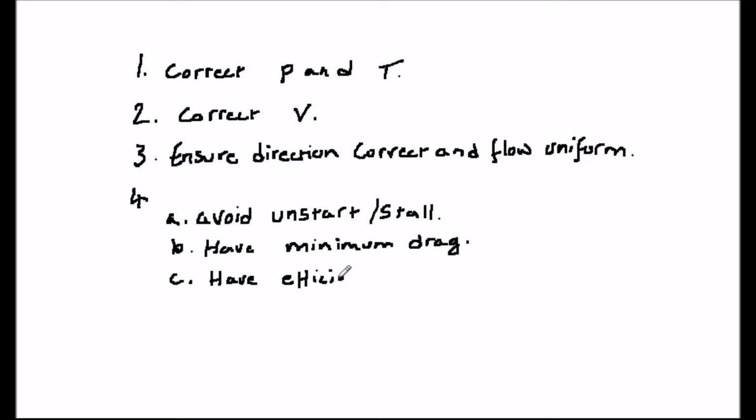Finally, it must perform compression efficiently in other ways. Remember that it's part of a Brayton cycle, and so it needs to perform its function as isentropically as possible, so that all the energy is retained within the fluid flowing through the duct and not lost in heat or internal friction.